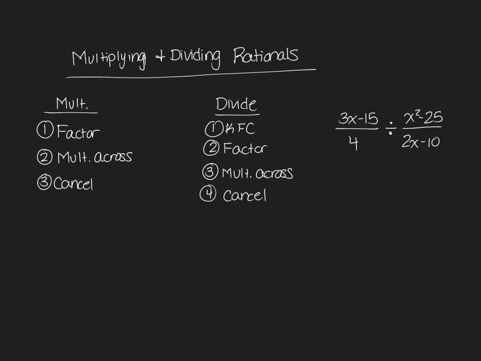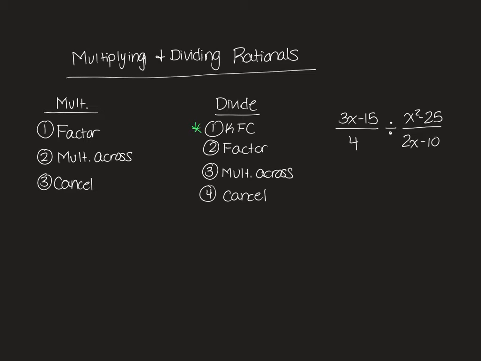So we are going to multiply and divide rationals. Now I've given you the steps to multiply and then divide. With dividing, the steps are the same as multiplying. The only change is that you have to do a keep change flip. So I'm going to show you this example here. It is a division problem.